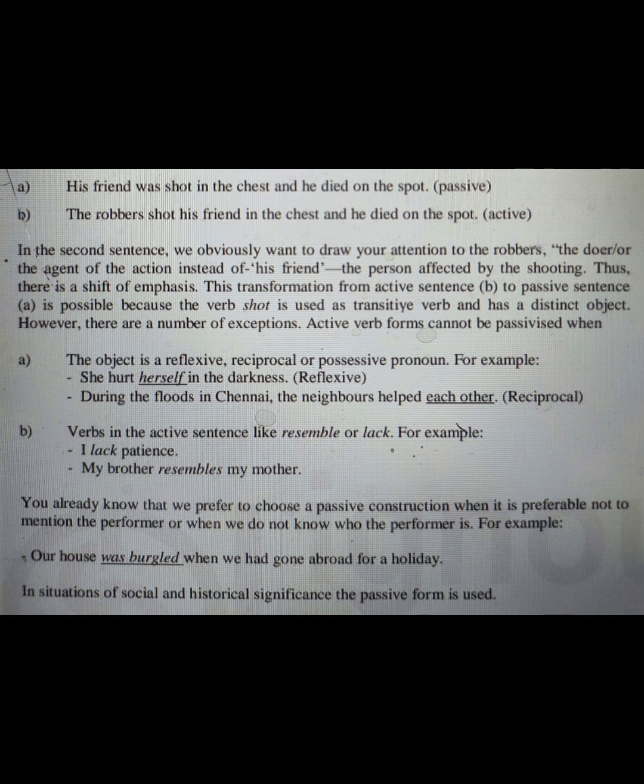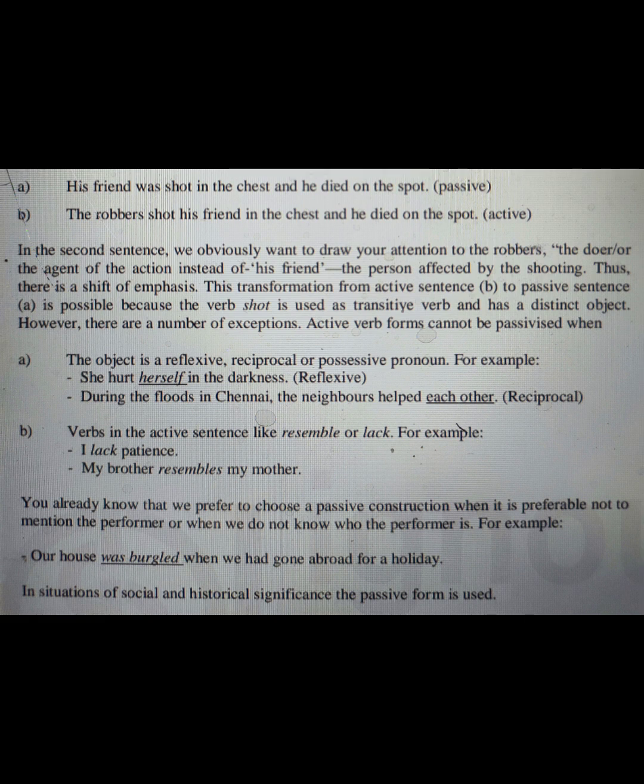However, there are a number of exceptions. A. Active verb forms cannot be passivized when the object is a reflexive, reciprocal or possessive pronoun. For example, she hurt herself in the darkness. Reflexive. During the floods in Chennai, the neighbors helped each other. Reciprocal. B. Verbs in the active sentence like resemble or lack. For example, I lack patience. My brother resembles my mother.